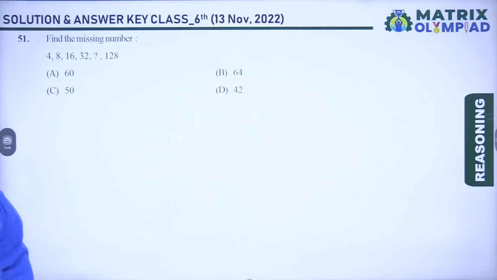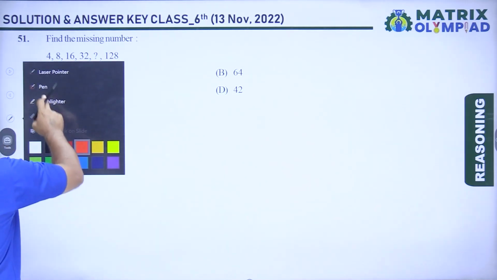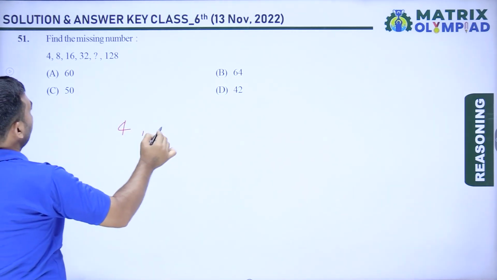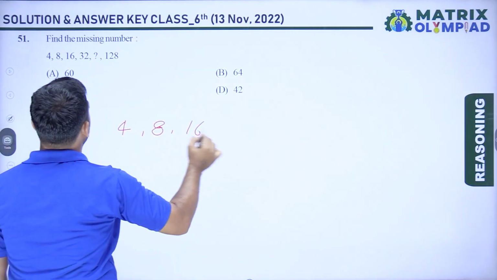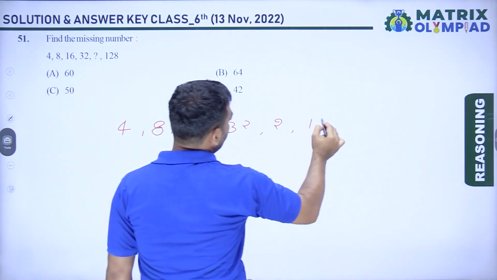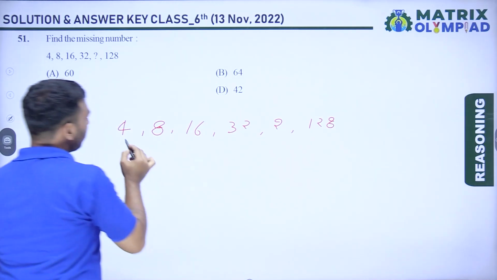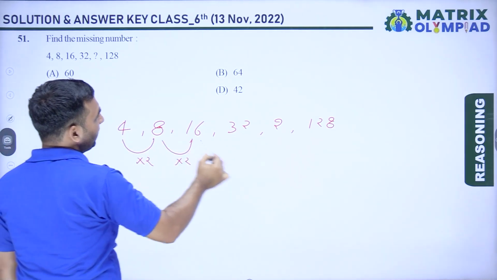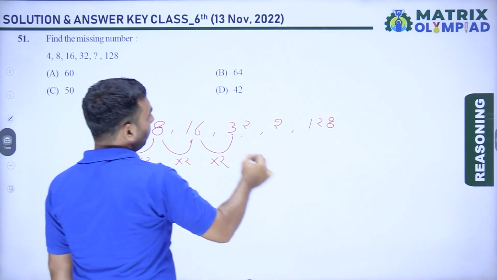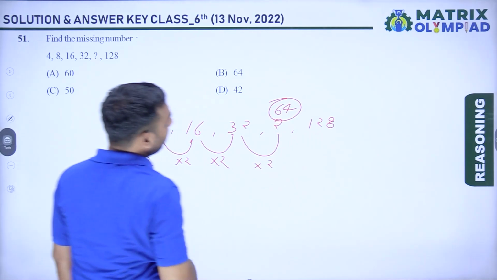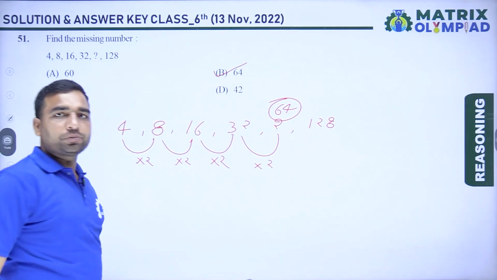Our question number first is find the missing term. Our series is 4, 8, 16, 32, question mark, 128. As you see, 4 into 2 is 8, 8 into 2 is 16, 16 into 2 is 32, 32 into 2 is 64. 64 is our correct answer. Option B is the correct option.